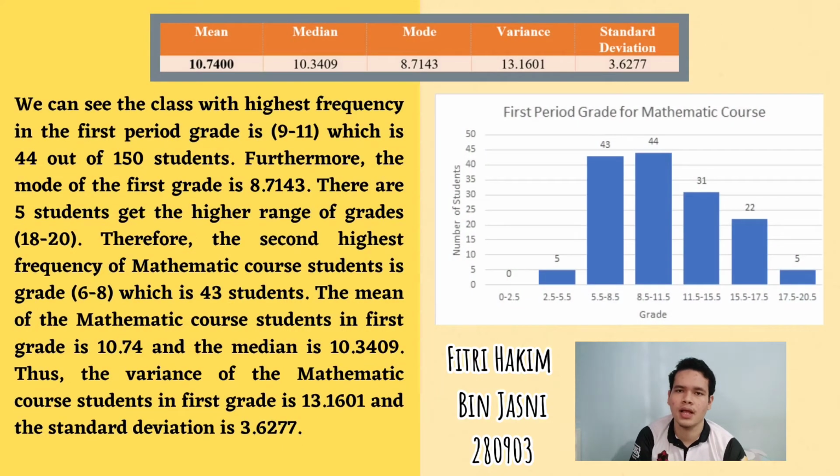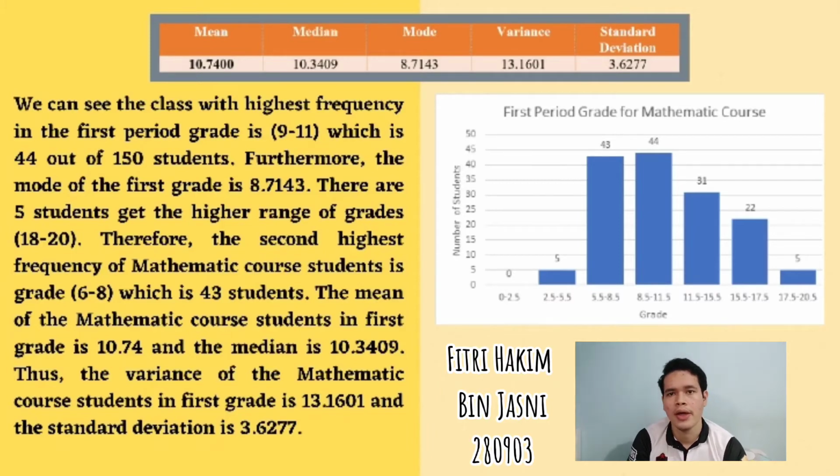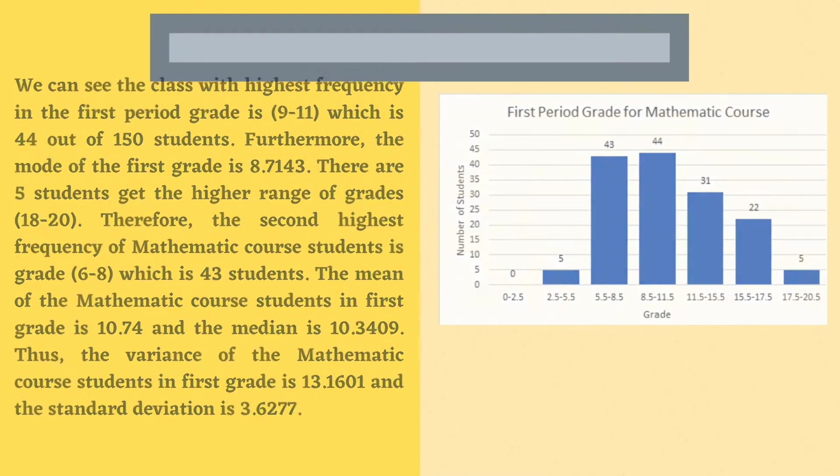We can see the class with the highest frequency in the first period grade is 9 to 11, which is 44 out of 150 students. Furthermore, the mode of the first grade is 8.7143. There are 5 students who get the highest range of grades, 18 to 20. The second highest frequency of mathematics course students is grade 6 to 8, which is 43 students.